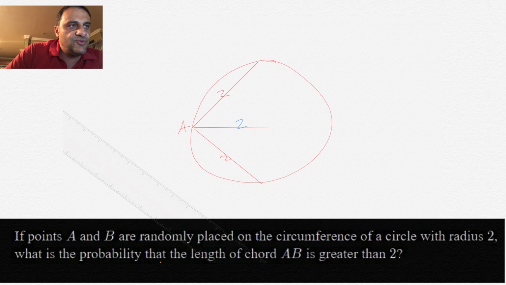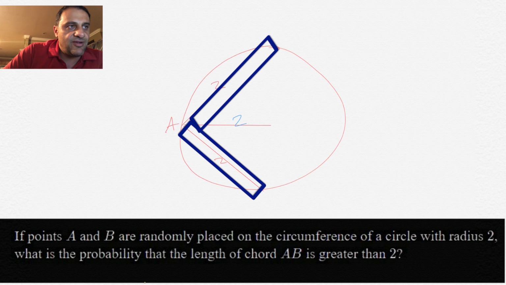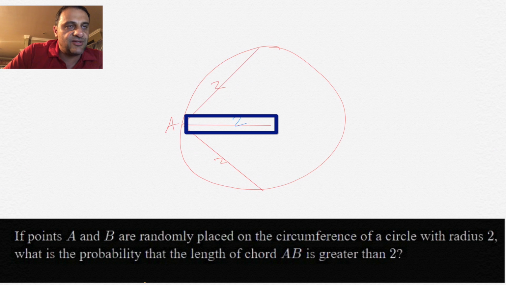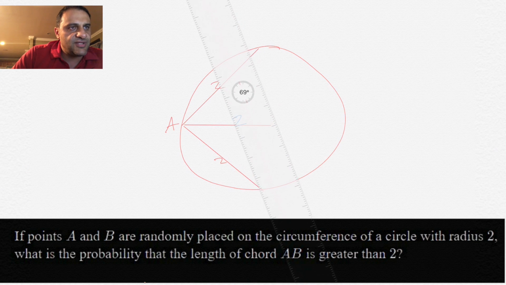So those two chords are 2 and 2 going in opposite directions from A, and then we want to draw the radius, and the radius is 2. So we have here the two chords that are 2 and the radius that is 2. Now, since the radius goes from the center of the circle to the circumference, we could also draw a line from that center to the end of the chord.